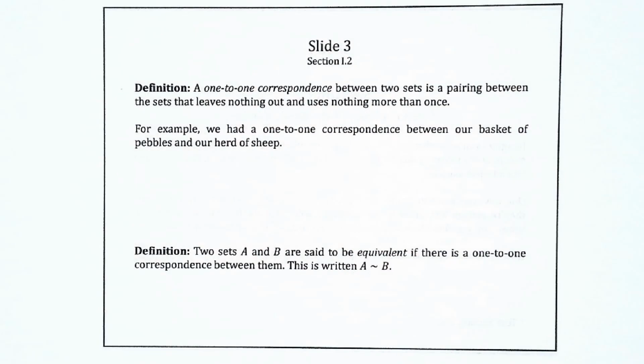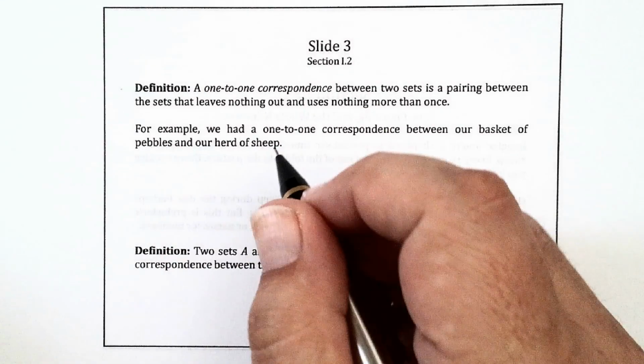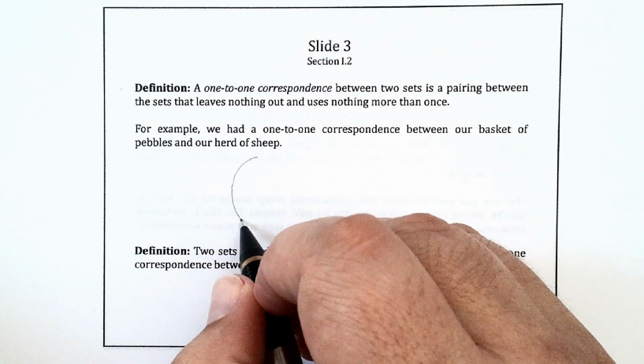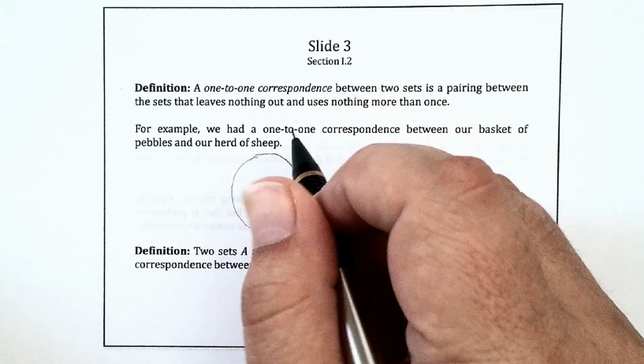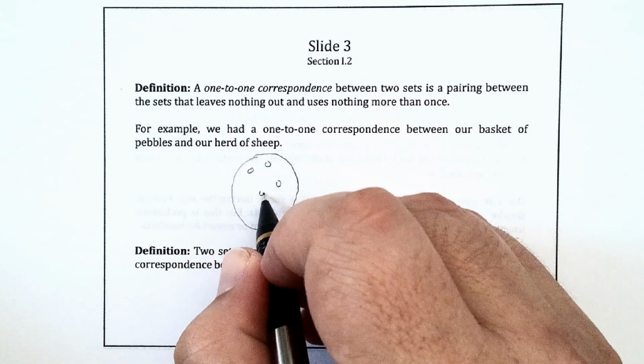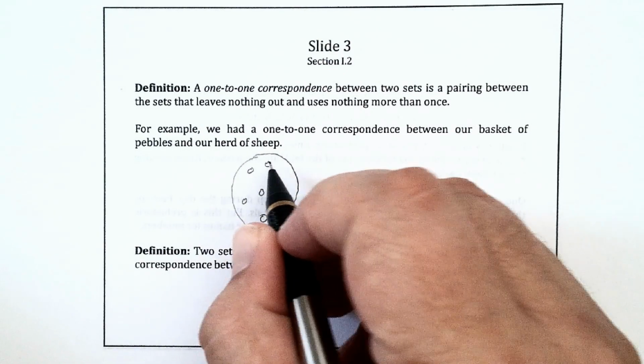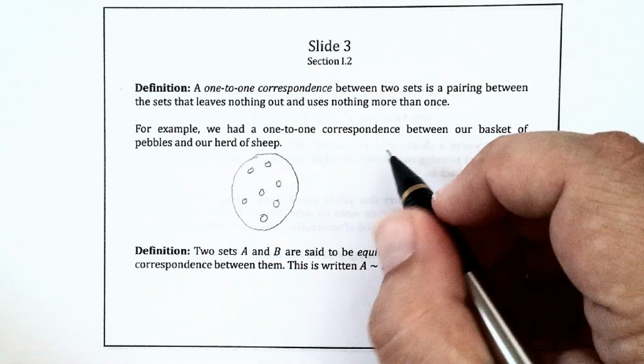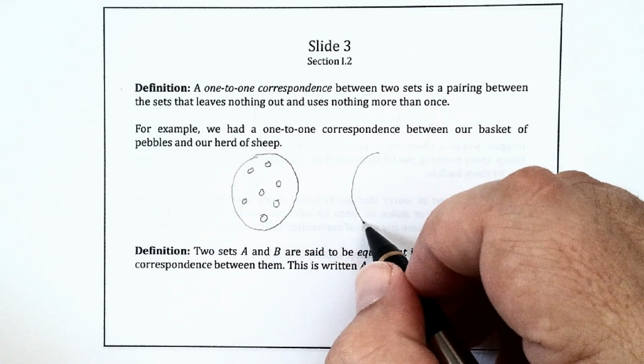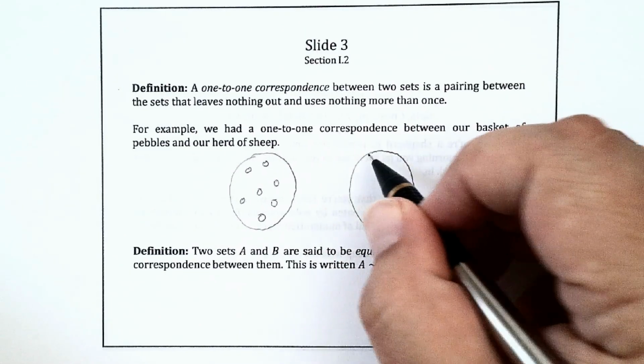A one-to-one correspondence between two sets is a pairing between the sets that leaves nothing out and uses nothing more than once. For example, we had a one-to-one correspondence between our basket of pebbles and our herd of sheep. So imagine, here in this loop, this is going to be our basket of pebbles. And I'll draw 7, although we're imagining that we are not able to count them. And then here's our herd of sheep.